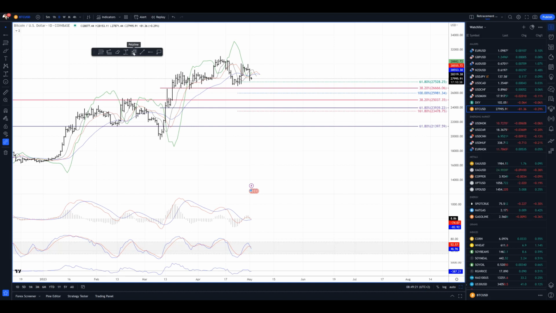So there is this C leg at least in play, at least towards this 25,980, or maybe even towards this 24,000 area, 23,500.